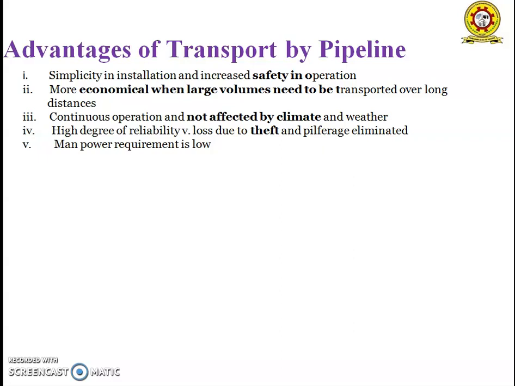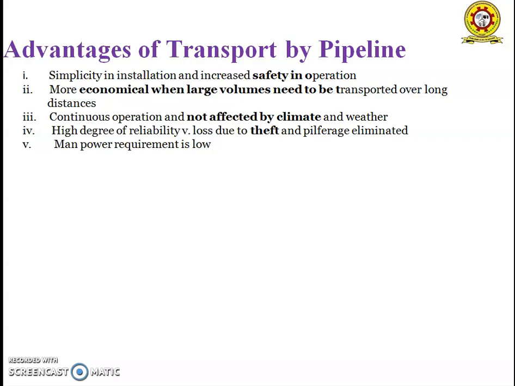Booster stations are provided when the pipeline is considerably long. The number of booster stations and their locations are decided as per the topography of the land along the pipelines. The following are the advantages of the pipeline: simplicity in installation and increased safety in operation. More economical when large volumes need to be transported over longer distances. Continuous in operation and not affected by climate and weather. High degree of reliability, and losses due to theft and pilferage are eliminated.